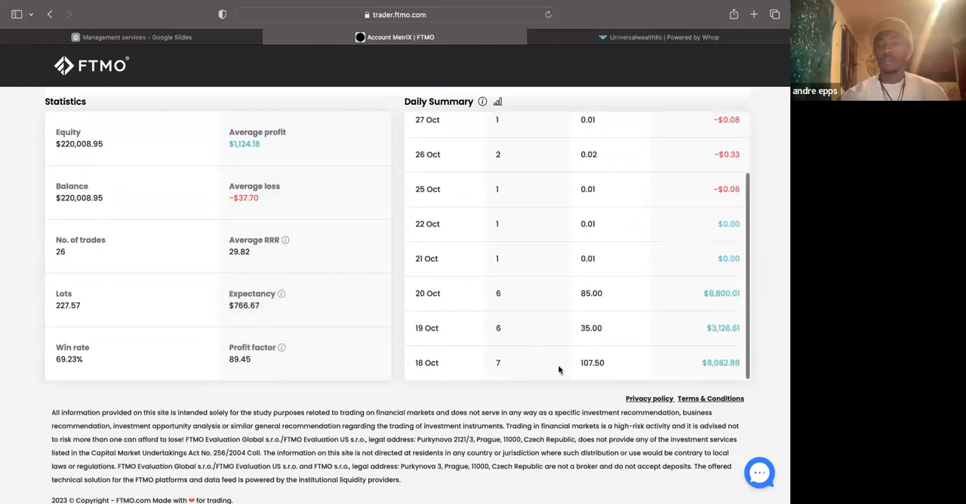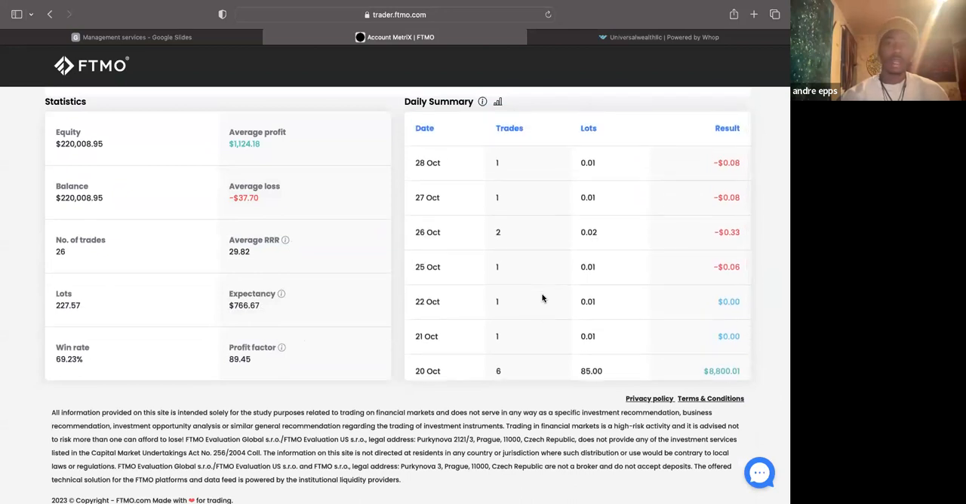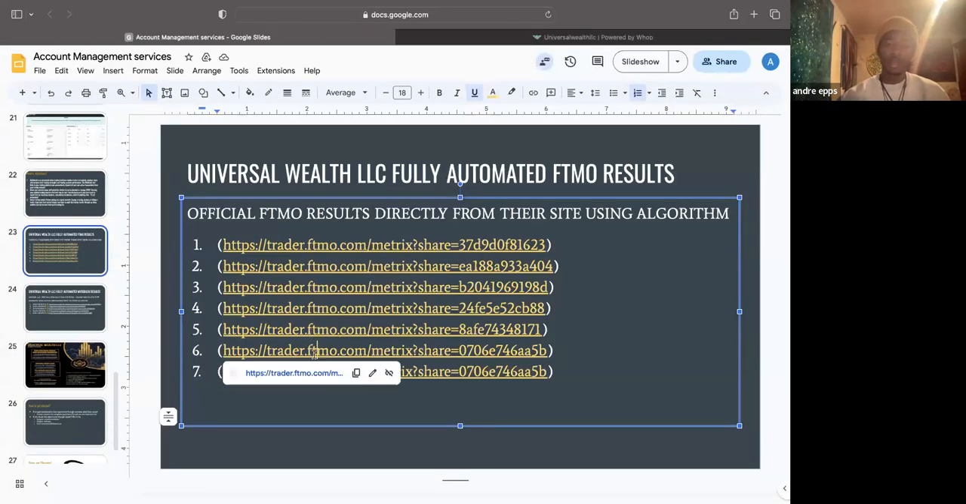You guys can see our most profitable days. And from that point, they were using the smallest lot size they could. That way they can just pass their account to have the minimum trading days, which is what we love to see, being ahead of the game.